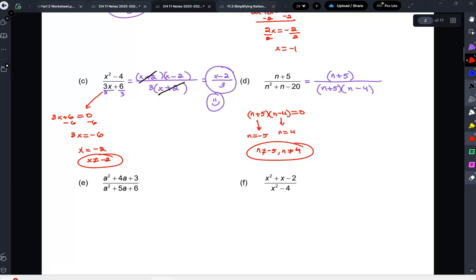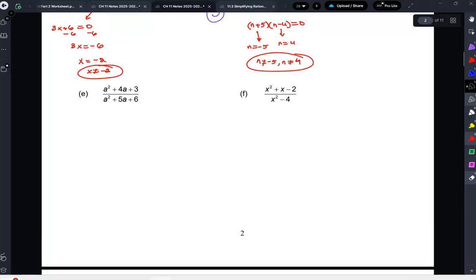Okay, now, does anything cancel here? The n plus 5. But when I reduce this, the coefficient of this is 1, right? So I have 1 over n minus 4 left. So I needed two numbers that multiply to negative 20 and add to plus 1. So that was 5 and negative 4. Okay?